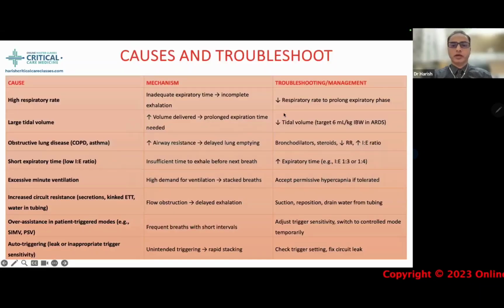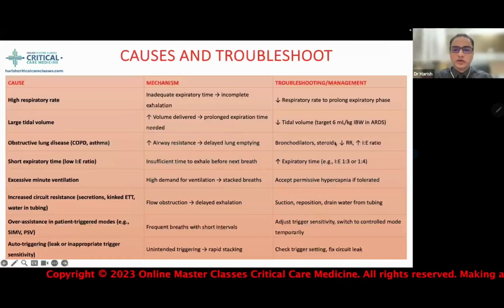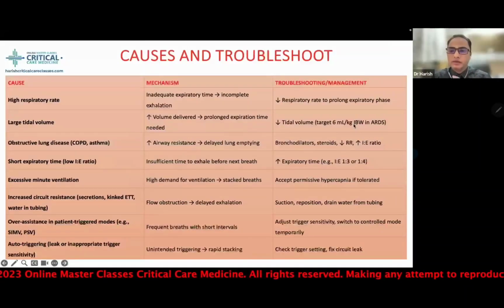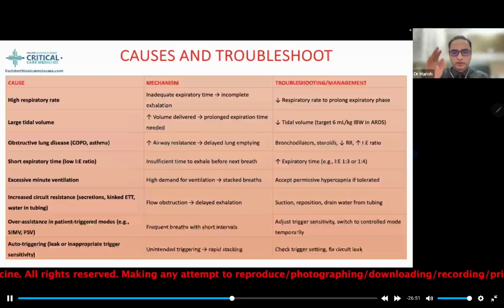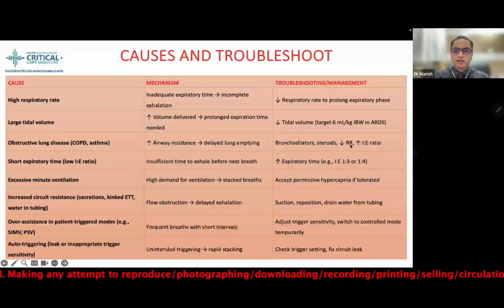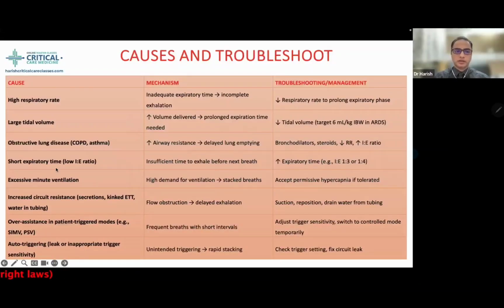How to troubleshoot? Either reduce the respiratory rate, to prolong the expiratory phase so that adequate time is given for exhalation. Reduce the tidal volume, target maybe 6 ml per kg of ideal body weight as in ARDS. That is also a sort of protective ventilation. Give bronchodilator, steroid, decrease respiratory rate, increase the I:E ratio, shorten the inspiratory time so that it increases the expiratory time. It is not the expiratory time shortening, it is inspiratory time shortening.